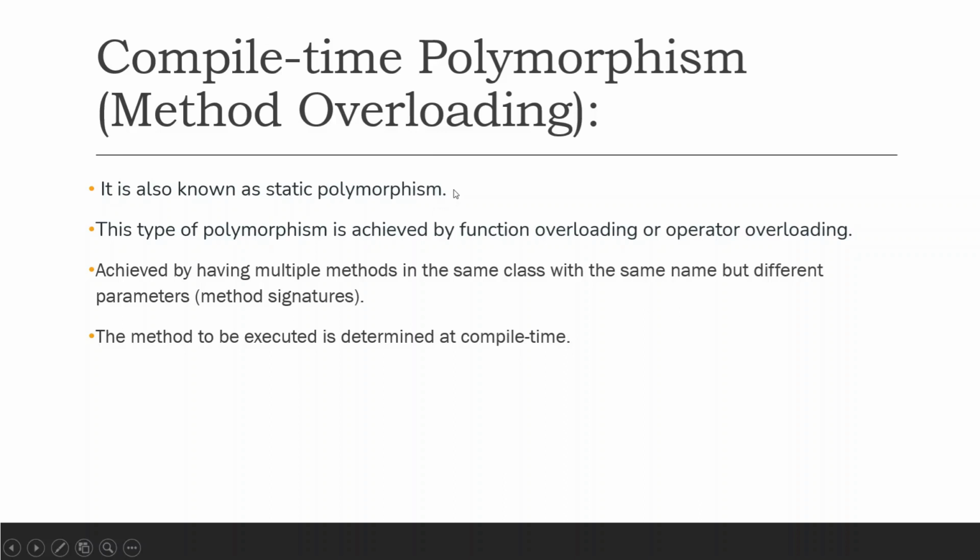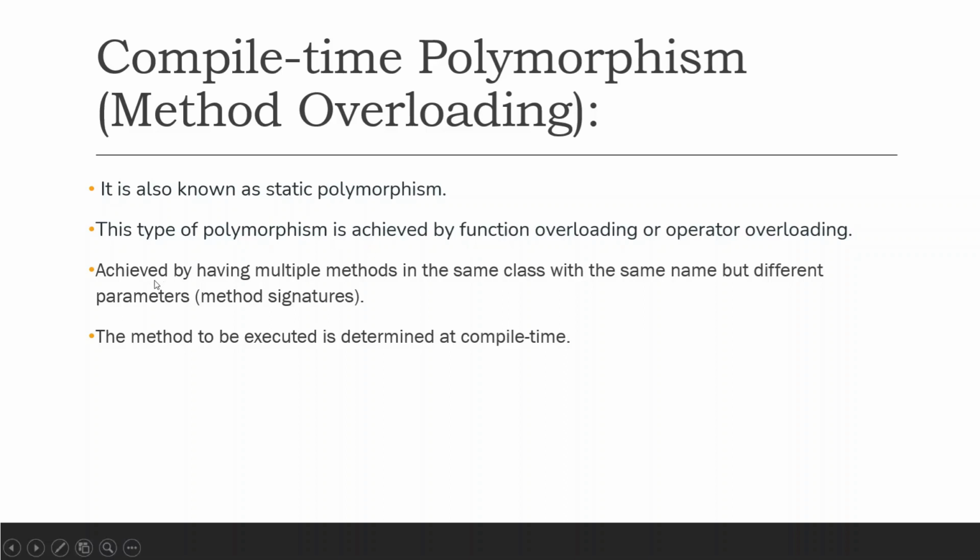Don't get confused, because they all look the same. The interviewer may ask what is runtime polymorphism, what is compile time polymorphism, what is method overloading, and what is method overriding. So firstly try to understand the names of all the polymorphism. This type of polymorphism is achieved by function overloading or operator overloading. So in both ways we can achieve it: first function overloading and second operator overloading.